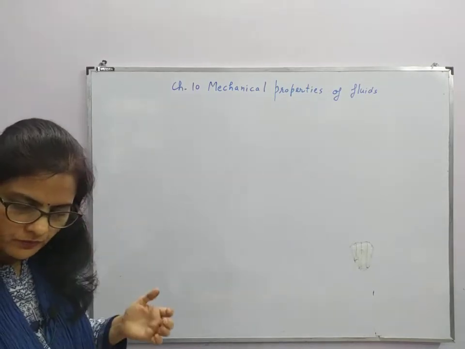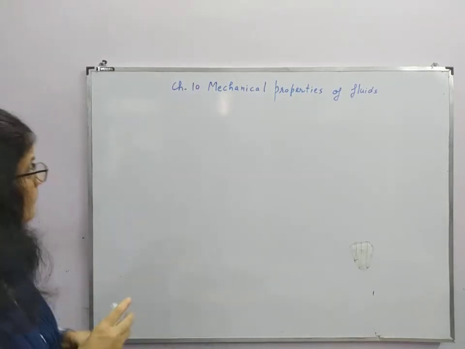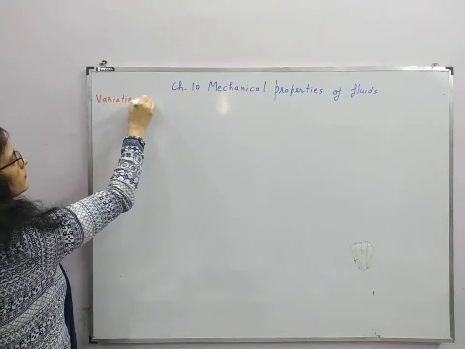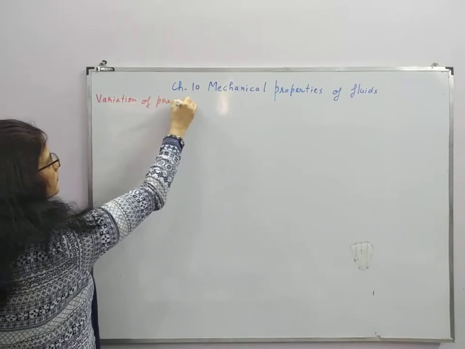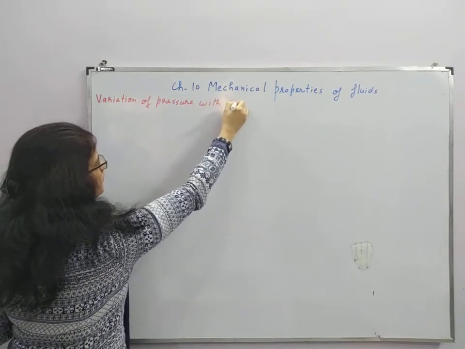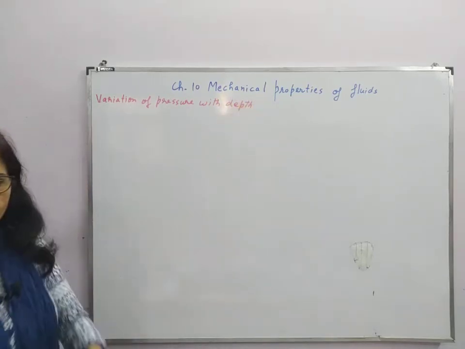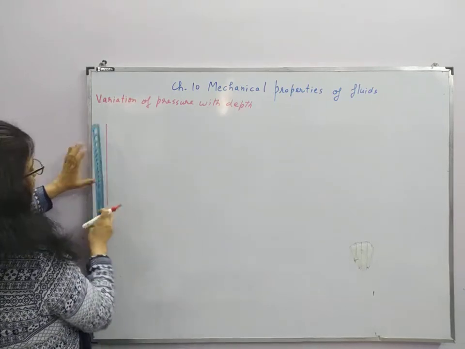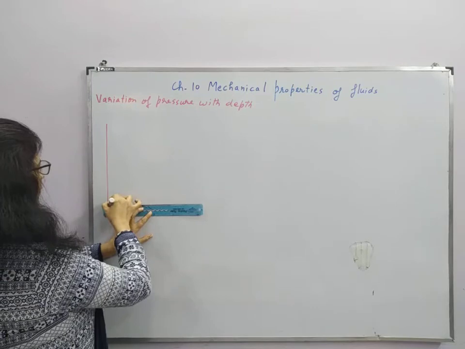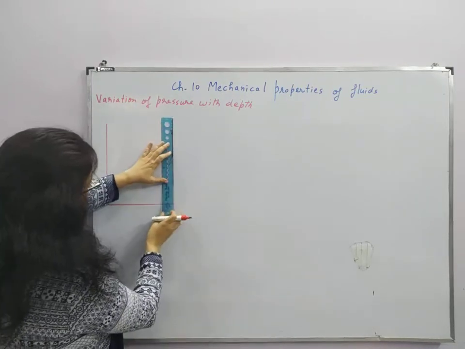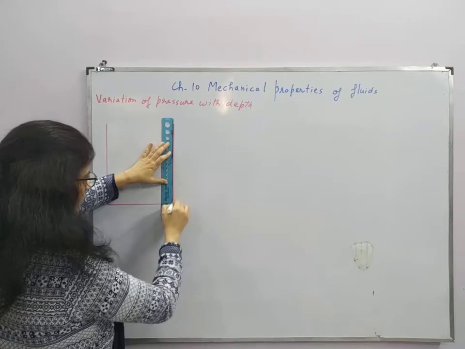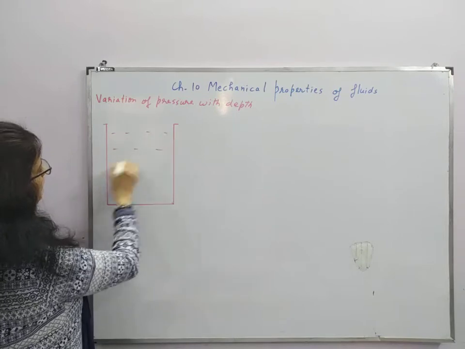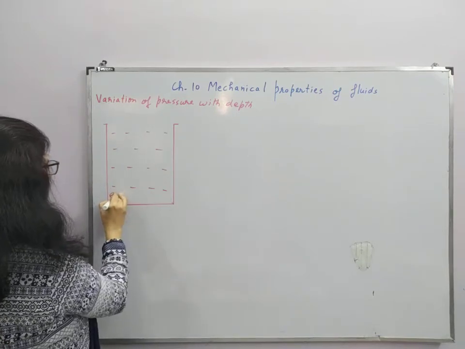So for this, we need to draw another diagram. Now for that we need to consider a beaker. Suppose we have this beaker having fluid inside it. This fluid has a density rho. The density is rho.